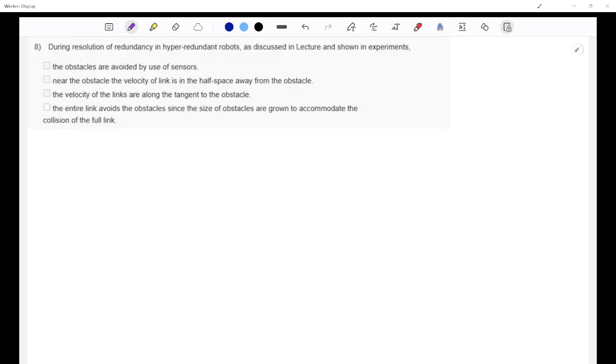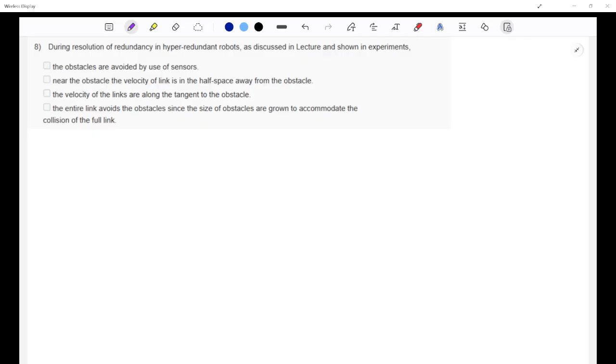So this lecture basically explains this using the geometric constraints on link motion and obstacle enlargement, right? So let's check this. So obstacle avoidance is done using geometric motion constraints and not using sensors, right? Instead, the algorithm controls the velocity direction of the links. Okay. Now, the half space concept near obstacles.